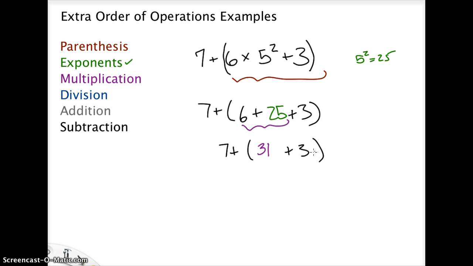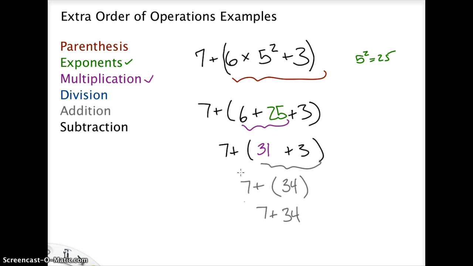Now, still staying in parentheses, what's next? I don't have any division. I did my multiplication, check that off. I have some addition though. I have 31 plus 3, which is going to give me 34. So I have 7 plus the 34. Now there's nothing else in the parentheses here, so I can actually take these out of the parentheses. 7 plus 34. Now I'm done with my parentheses.